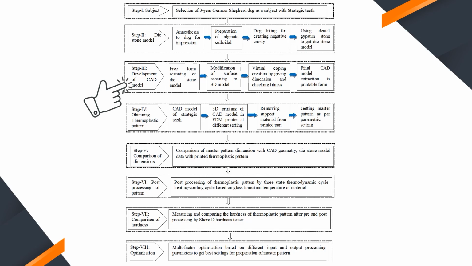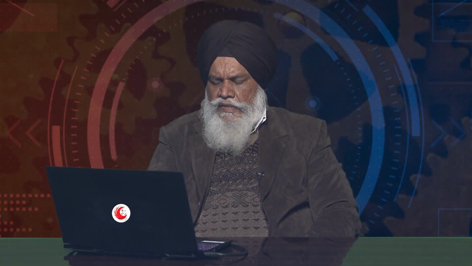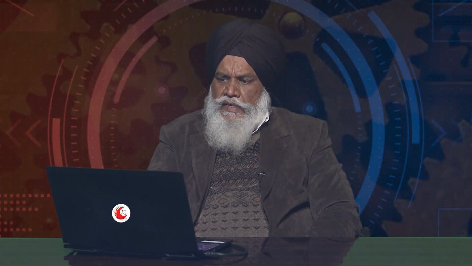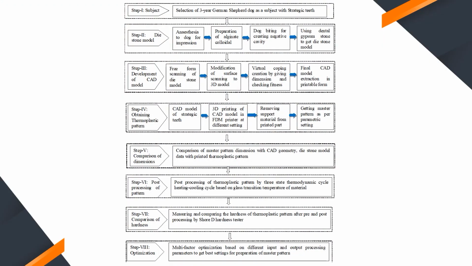Then, based upon that die stone model, in the next step we prepare a CAD file, right? We can go for scanning of that data, also for verification and modification of the surface as required by the scanning, virtual copying, then making a final CAD. Then, for making a thermoplastic pattern using the CAD model of the strategic tooth, we operate the printer, set it up, then remove the support and get the master. Once I have a master available, I can go for investment casting or other conventional casting, or I can just skip steps 3 and 4. I can directly go for metal printing in this case.